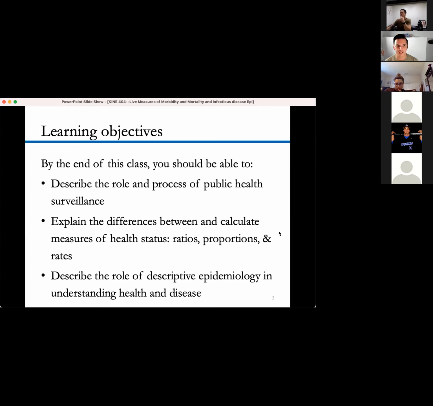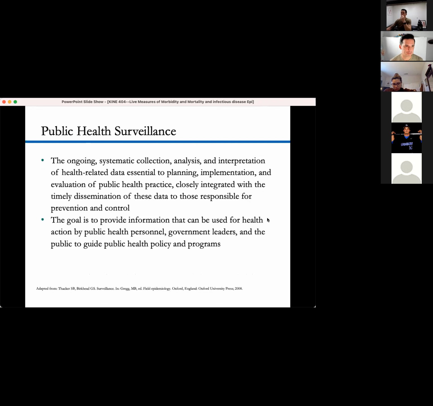So for this part of the lecture, the idea is to be able to talk about the uses of measures of morbidity and mortality, why they're important in the field of public health, and why rates are important for being able to describe the distribution of disease, and to be able to compare rates of disease between populations, and so on.